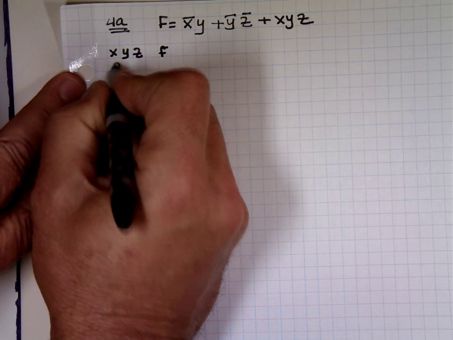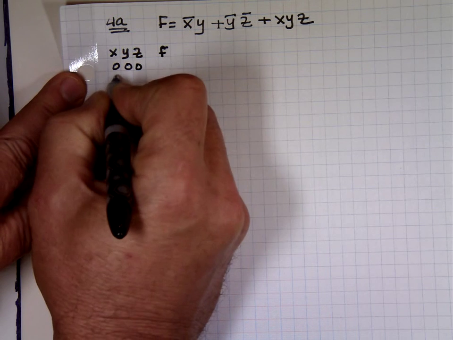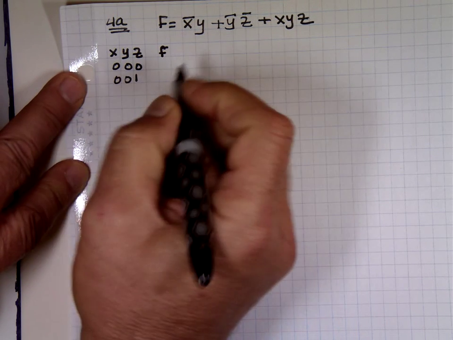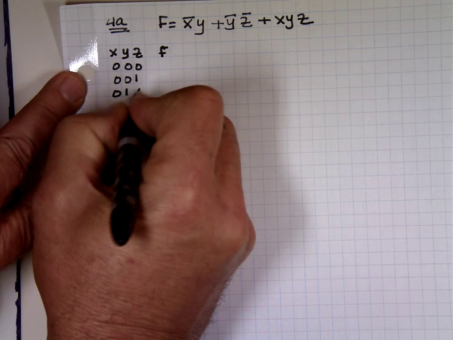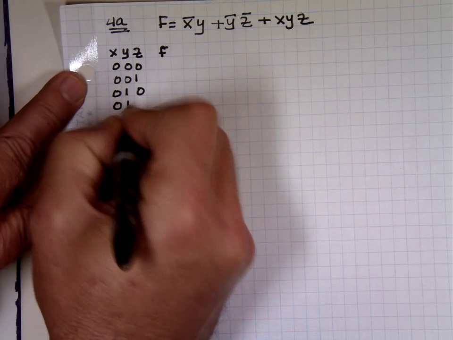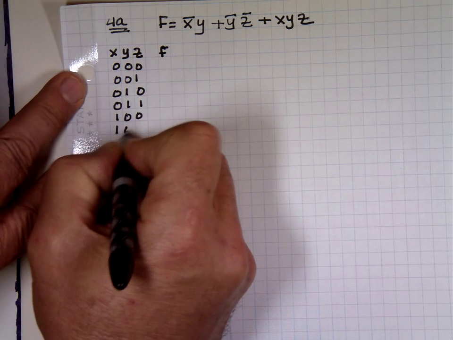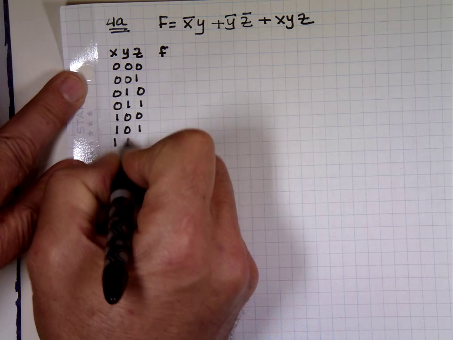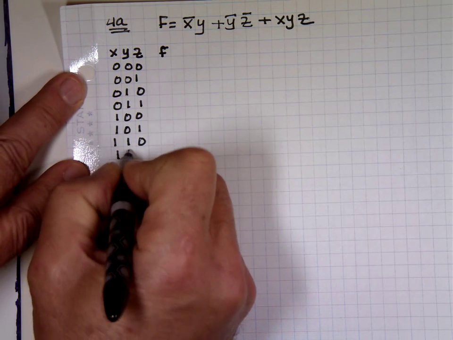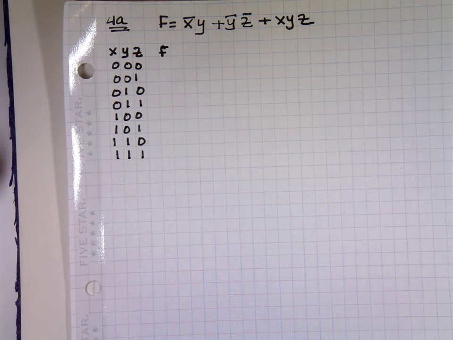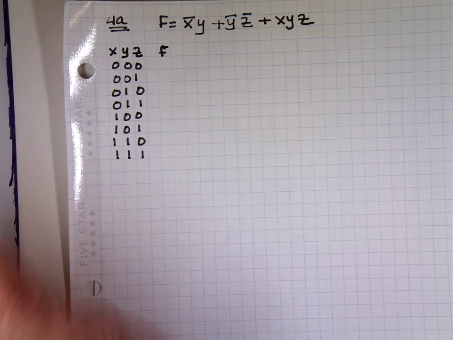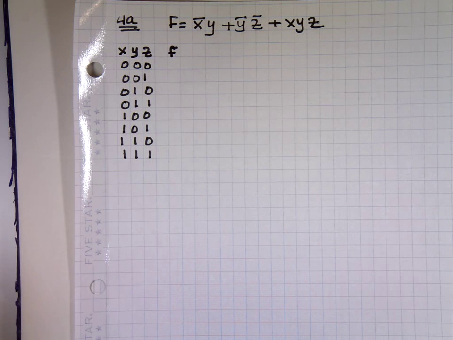It could be 0,0,0; 0,0,1; 0,1,0; 0,1,1; 1,0,0; 1,0,1; 1,1,0; and 1,1,1. Let me show you quickly how to make that table quickly. How many inputs do you have? 3. What's 2 to the third? 8. You will have 8 different combinations.